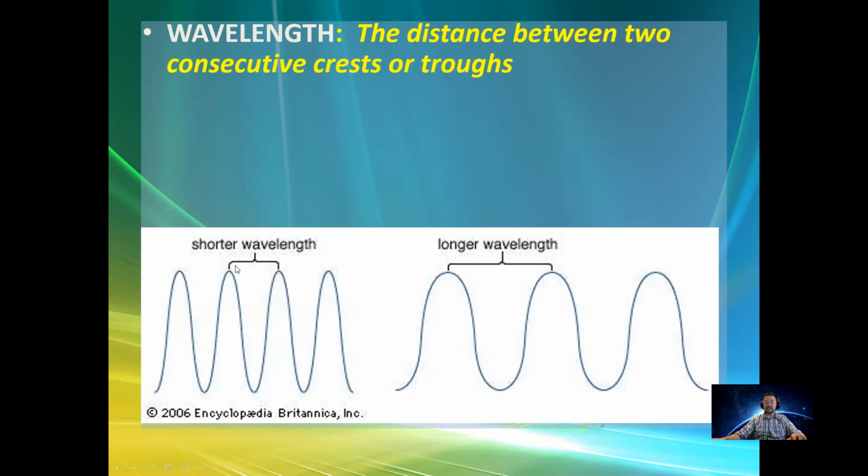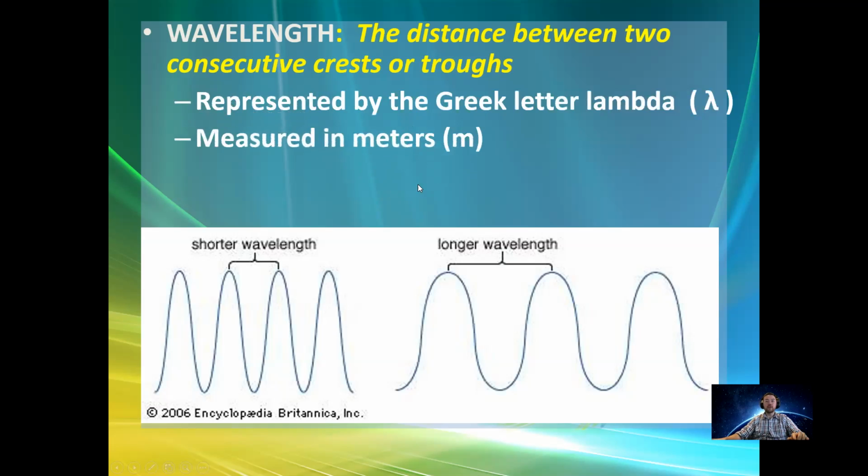Well, it's the distance between the crests or the troughs. So this distance here is bigger than the distance here. And that distance is what we call the wavelength. The wavelength is the distance between 2 consecutive crests or 2 consecutive troughs. And we represent this measurement, this quantity, with the Greek letter lambda.